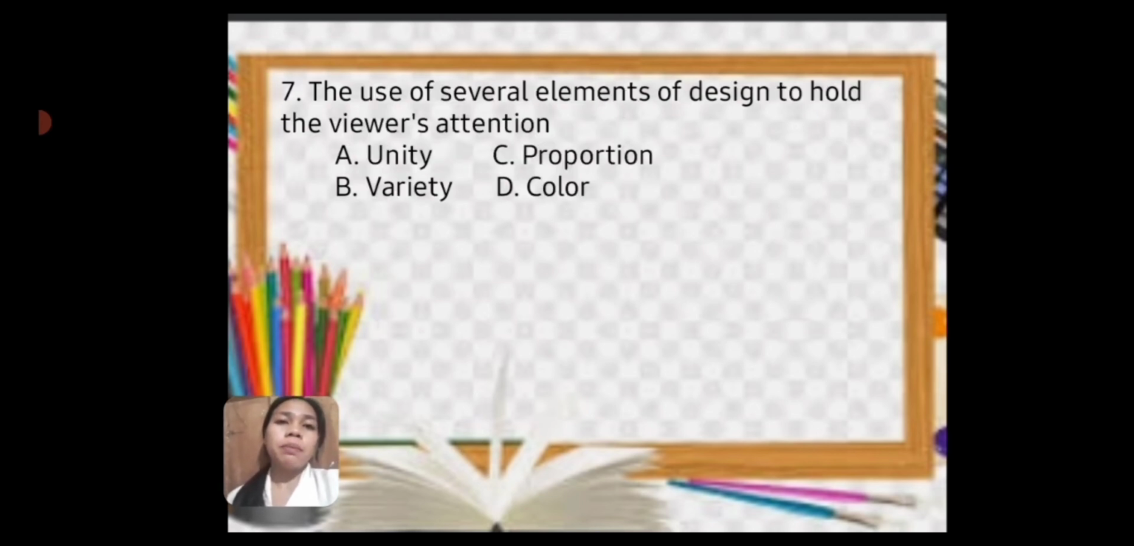So, number 7, the use of several elements of design to hold the viewer's attention. Letter A, unity. Letter B, variety. Letter C, proportion. Letter D, color. So, the answer for this is letter B, variety.